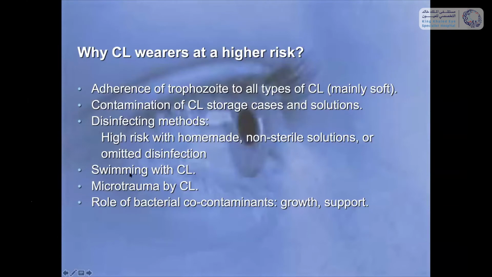One important risk is swimming with contact lens. As we saw prior to that, Acanthamoeba is present even in well chlorinated swimming pools. Another risk is the micro trauma caused by the contact lens, and we will see the importance of micro trauma to the epithelium and how this helps in the attachment of the trophozoite to the epithelium. Another risk is the role of bacterial contamination, and we will come to this in the coming slides.